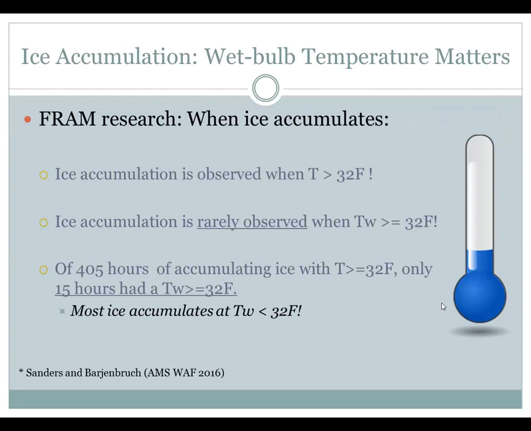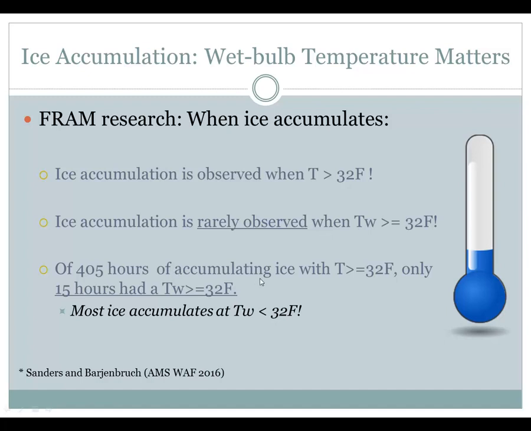The ice accumulation in the FRAM research was somewhat interesting in the observations. The ice accumulation was actually observed in the observational database from Sanders and Bargenbroek at temperatures greater than 32 degrees Fahrenheit. But what was interesting is that the ice accumulation was rarely observed when the wet bulb temperature was above freezing. So wet bulb temperature seemed to be a nice discriminator, and especially temperatures below freezing for the wet bulb temperature are more preferable for ice accumulation.